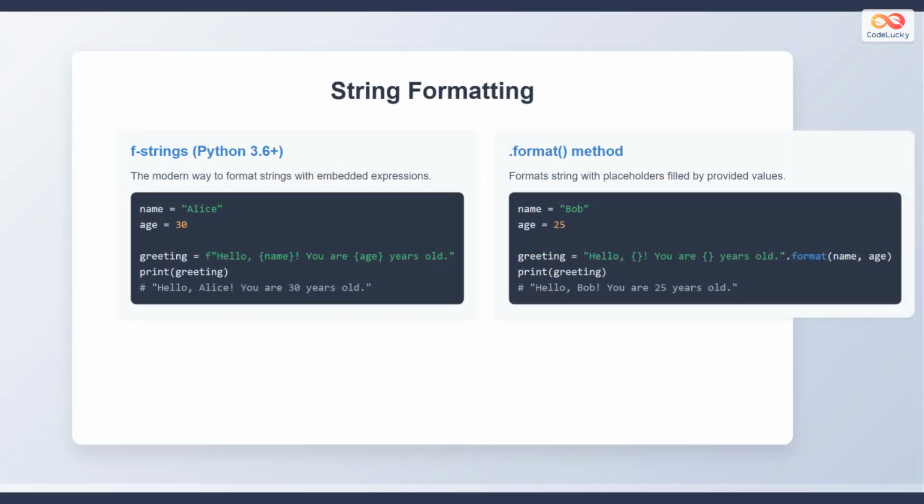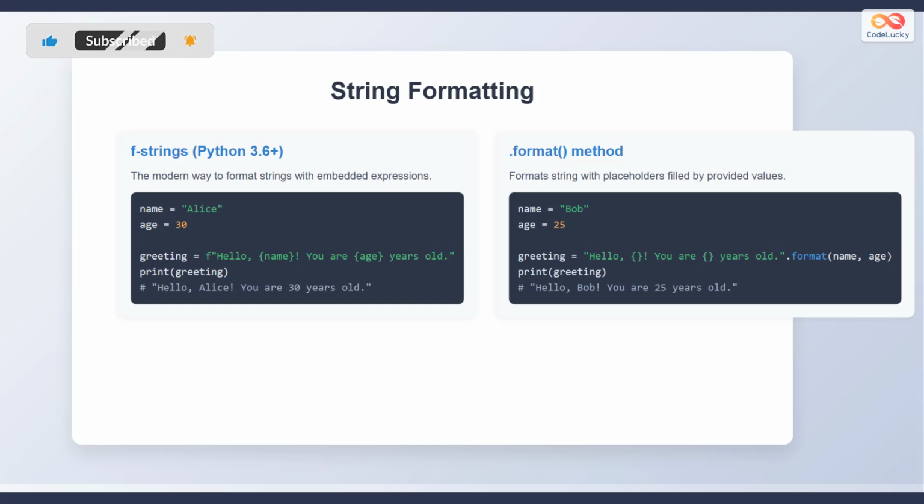Now let's talk about string formatting. Introduced in Python 3.6, f-strings are the modern way to format strings with embedded expressions. For example, if you have a variable named name with the value Alice and a variable named age with the value 30, you can create a formatted string like this: f"Hello, {name}. You are {age} years old." The result will be the string "Hello Alice. You are 30 years old."